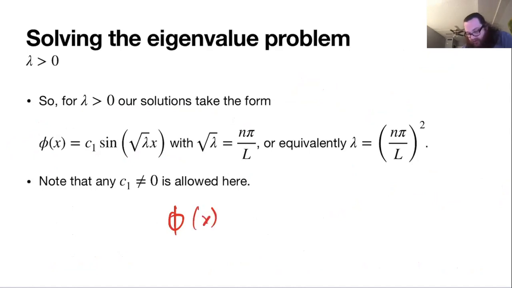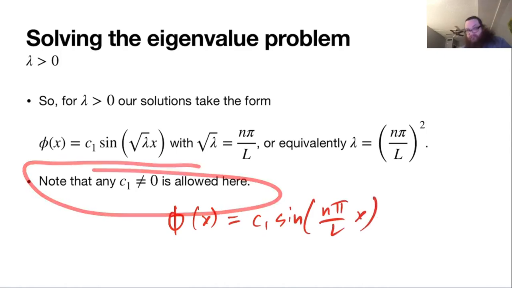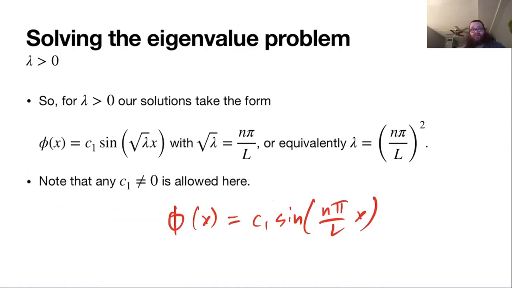And then another way of writing this is phi of x is some constant times sine of n pi over L x. And what this note is saying is that in this analysis, we haven't said anything about what this constant C1 is. So a priori, C1 could be anything. What we'll see in a bit is how do we figure out what this constant might be. That's where the initial condition will come in. The initial condition will tell us what that constant should be.